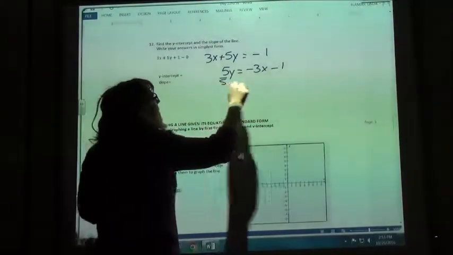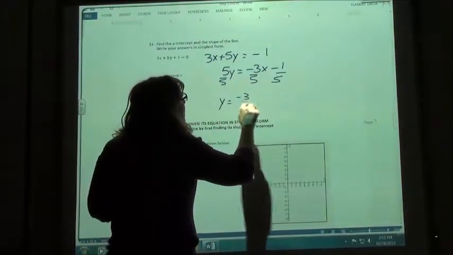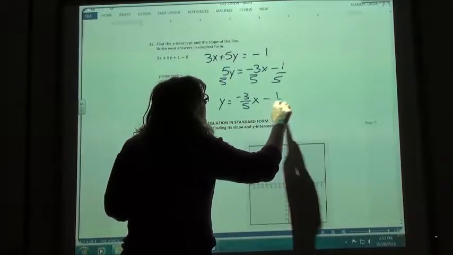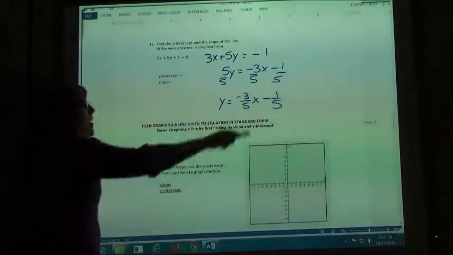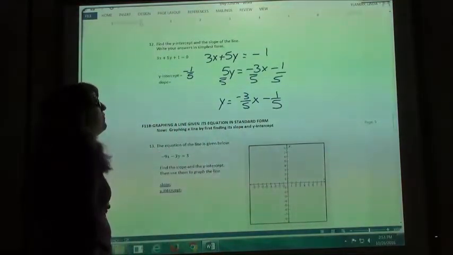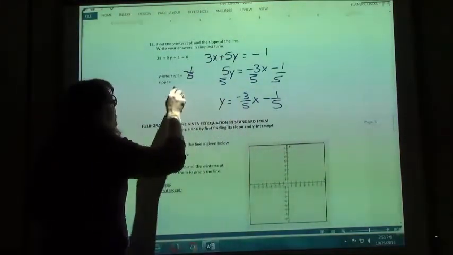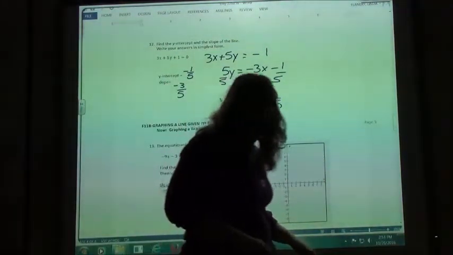Dividing by my 5 then, y is going to equal negative 3/5 x minus 1/5. Now that I have it solved for y, my y-intercept is the number on the end, so the negative 1/5. My slope, the number in front of the x, so the negative 3/5.